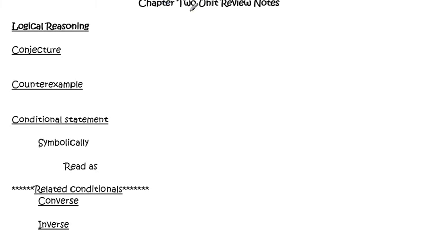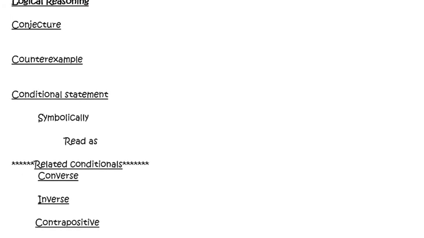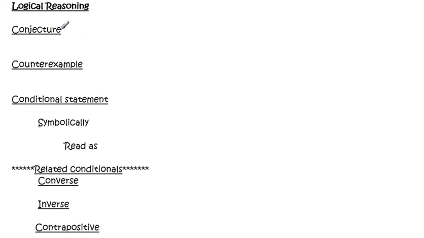Okay, chapter 2 was logic and reasoning, and it was packed full of vocabulary. The first vocabulary word we learned was a conjecture, and just like in science class, a conjecture is an educated guess. When we make a conjecture in geometry, we do it based on patterns that we observe. So, for example, if you notice that Rick and Bobby have pizza every day for lunch, your conjecture on Friday would be that they'll also have pizza for lunch.